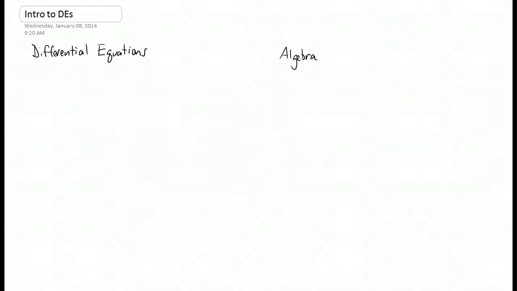Let's start by looking at an old algebra equation. In algebra, you may have an equation that looks something like that. If you're given this equation in algebra, the goal is pretty clear. The goal is to solve for the unknown, or in this case, x.